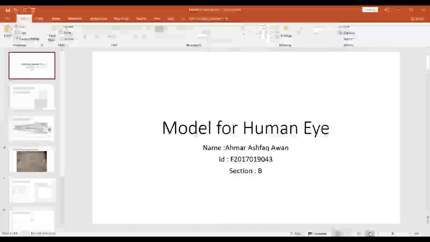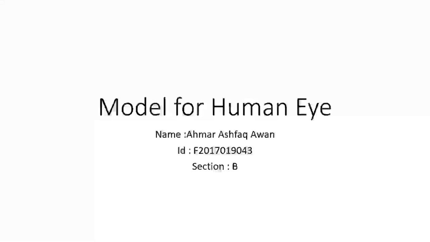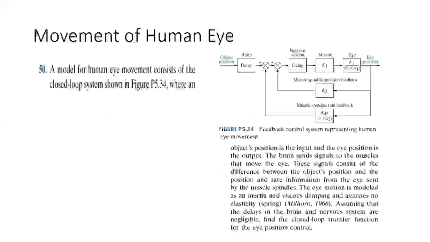Bismillahirrahmanirrahim. My name is Ahmad Ishfaq Awan, and my topic is about a model for the human eye. So, first of all, we start with what the human eye is. My topic is about a model for human eye movement, which consists of the closed loop system shown in the figure.